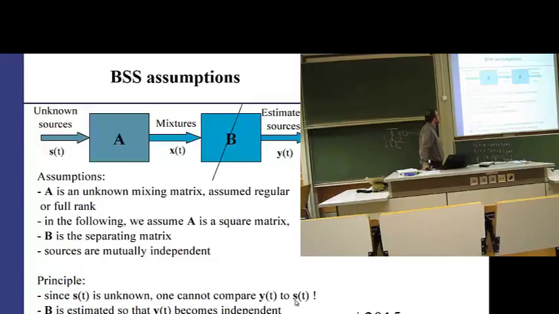The second assumption is that the linear filter, which we are going to find, B, is the separating matrix. So we are trying to find B such that it separates the sources S1 and S2, for example. But the core of these assumptions is the last one: sources are mutually independent. Is that a reasonable assumption or not, to assume that the sources are mutually independent? It is, because the signals are generated by different sources. It's a completely reasonable assumption to say that they are independent.